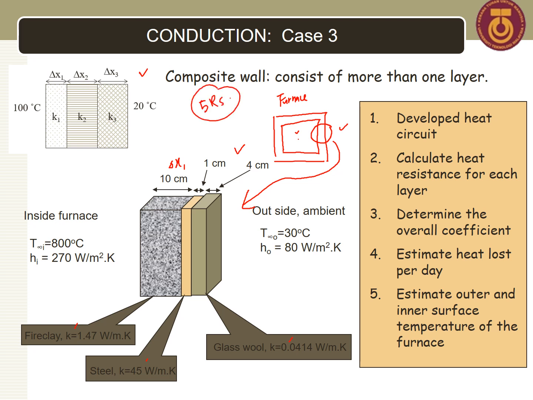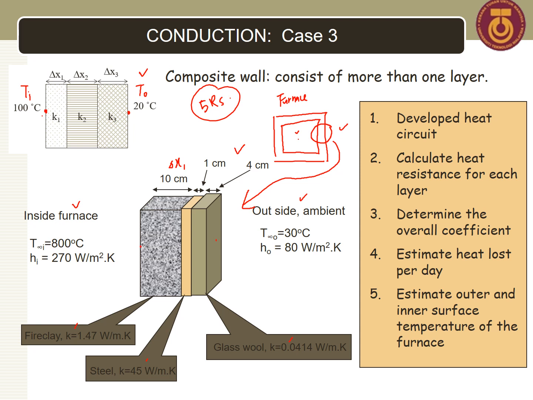Let me tell you. In the example given just now, the temperatures given, Ti and T naught, are the temperatures at the outer surfaces of layer 1 and layer 3. But in this one, the temperature given is the temperature of the air: the air inside the furnace and the air outside the furnace, which are not the temperatures on the surface of the first layer and the third layer.